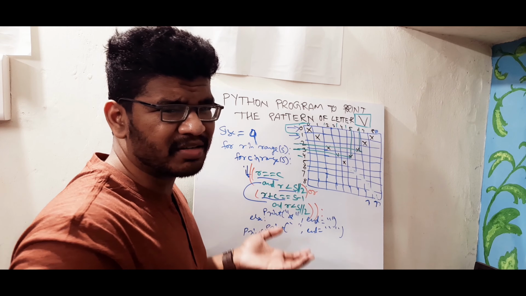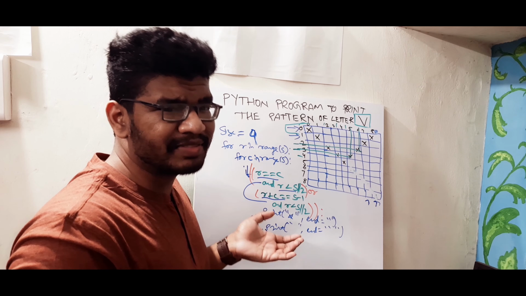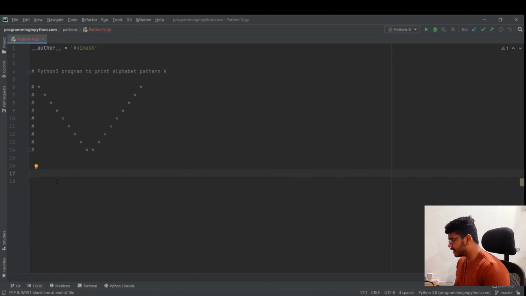So now I go to my PyCharm IDE, execute the same program, see the output. I am in my PyCharm IDE. So let me print out the pattern of letter V, which I just explained on the whiteboard. As usual, initially I will take the size equal to input. I'll ask the size from the user. Enter any size. And I also need to cast this to integer. So I have cast this to integer.